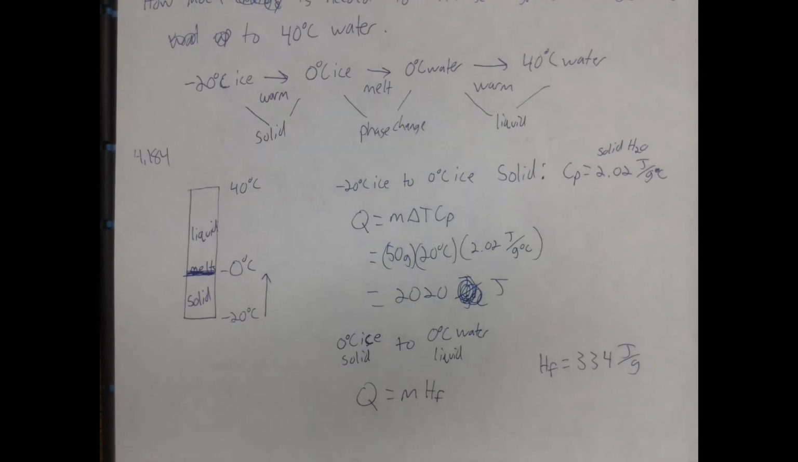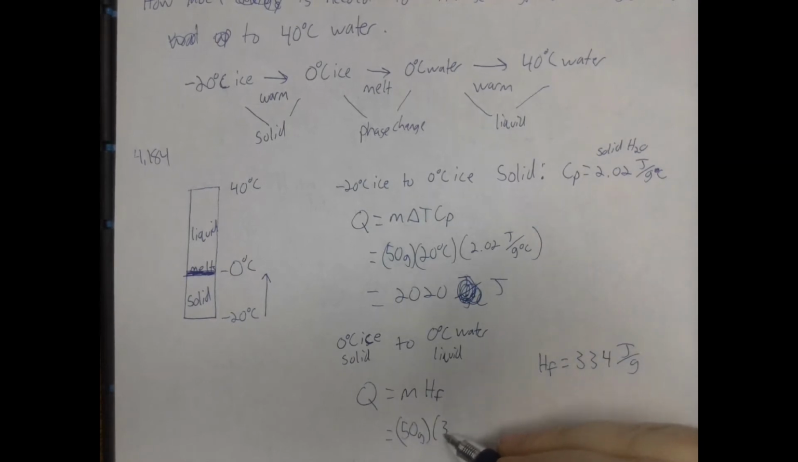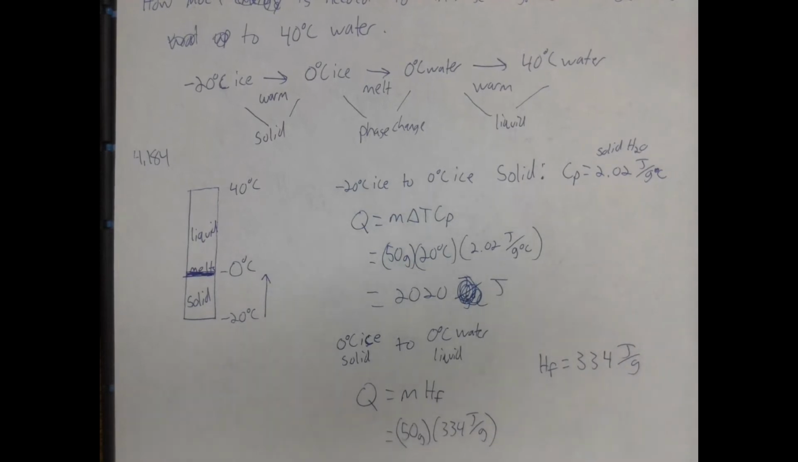Again, it fluctuates too much. Just use whatever value is associated. You just look this up. What I'm trying to get across is, don't memorize these numbers. Just look them up in the table. So 50 grams times 334 joules per gram. Grams cancel out, leaving us just joules. And that'd be 16,700 joules.